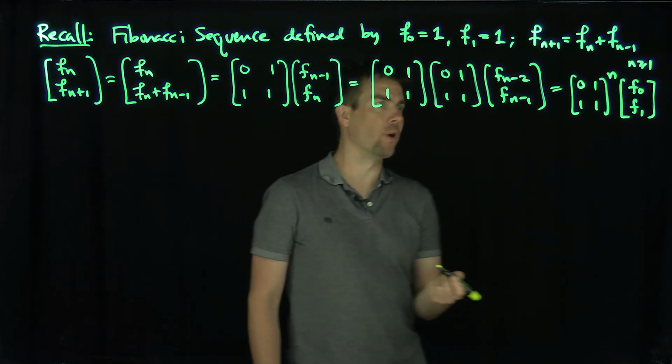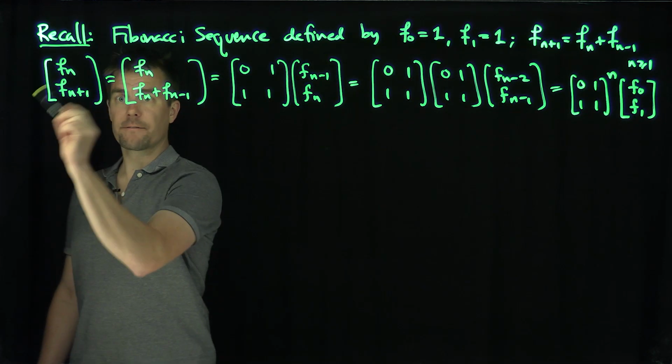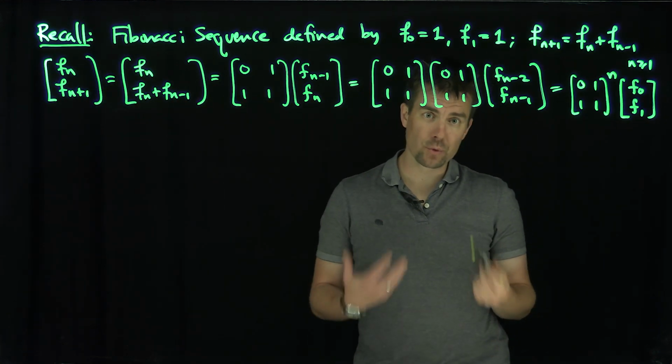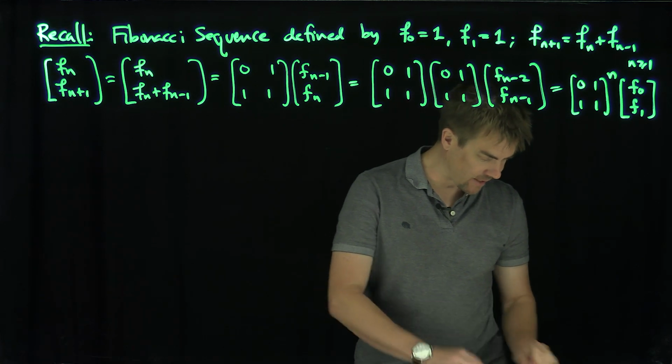I know what f0 and f1 are, right? So in other words, I can find a formula for fn if I can compute the powers of this matrix. So we have a tool for that. That's diagonalization. So let's diagonalize that matrix.